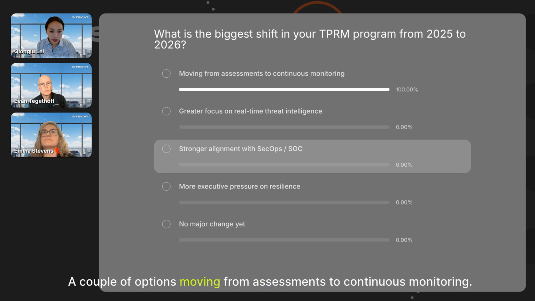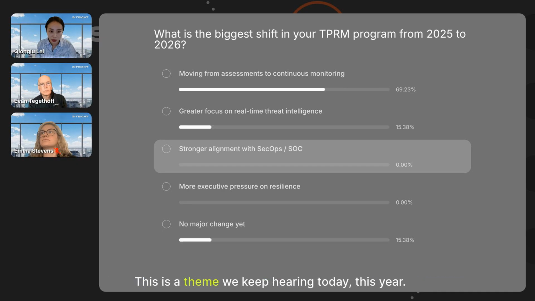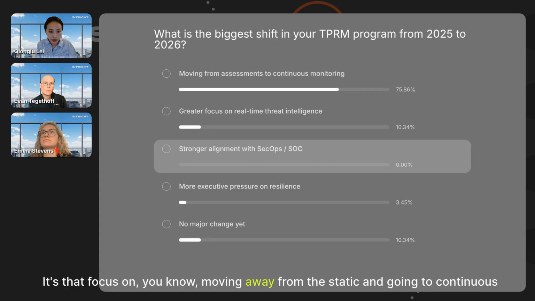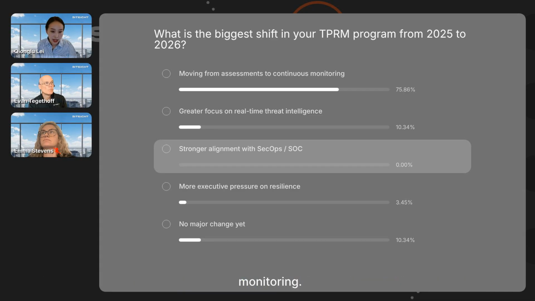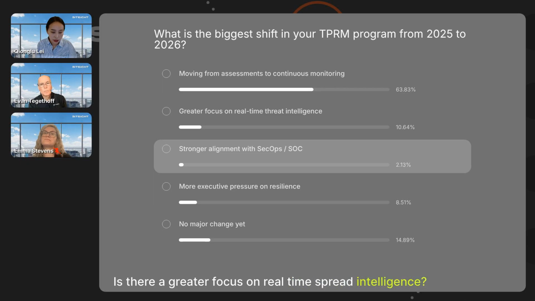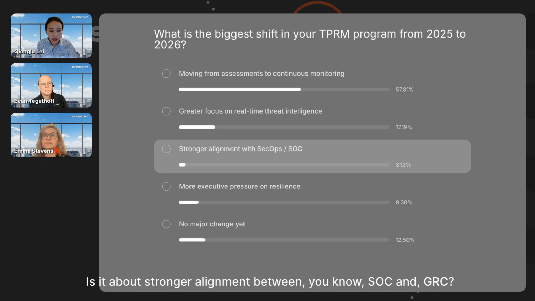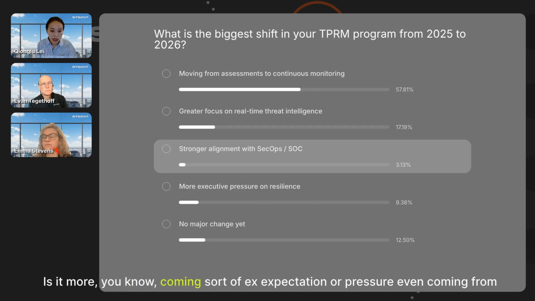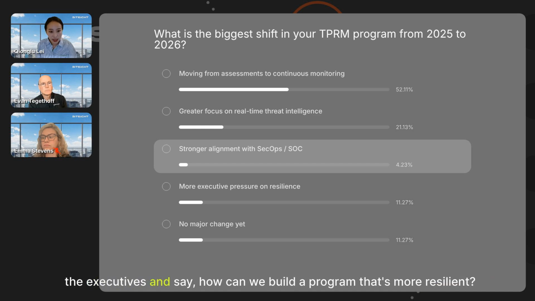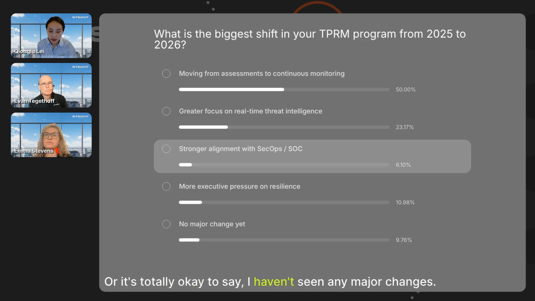You have a couple of options: moving from assessments to continuous monitoring. This is a theme we keep hearing this year, a focus on moving away from the static and toward continuous monitoring. Is it a greater focus on real-time threat intelligence? Is it stronger alignment between SOC and GRC? Is it expectation or pressure coming from executives asking how we can build a more resilient program? Or it's totally okay to say, I haven't seen any major change yet, I'm doing what we're doing and just trying to do it better.